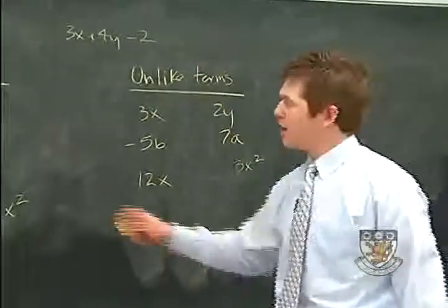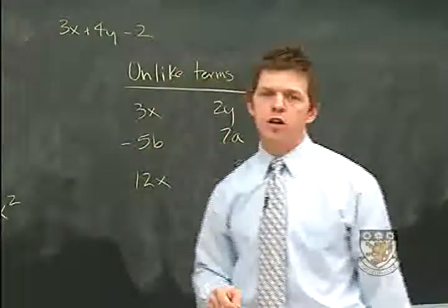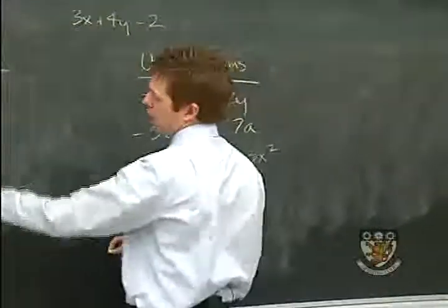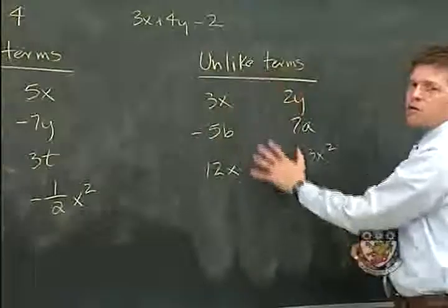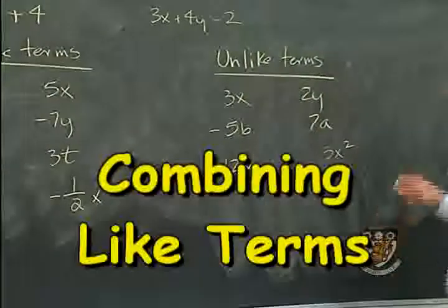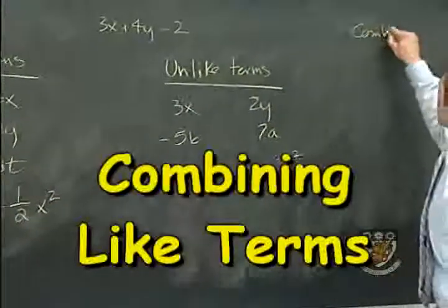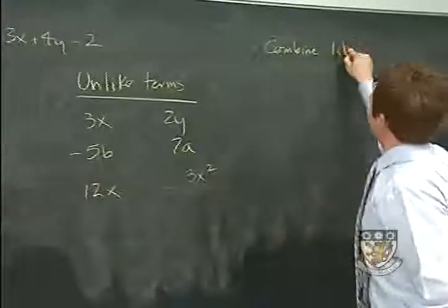The reason why this is important is because when you're adding and subtracting terms, you have to have like terms, called combining like terms. You can add and subtract all these. You cannot add and subtract any of these. So we're going to combine like terms.